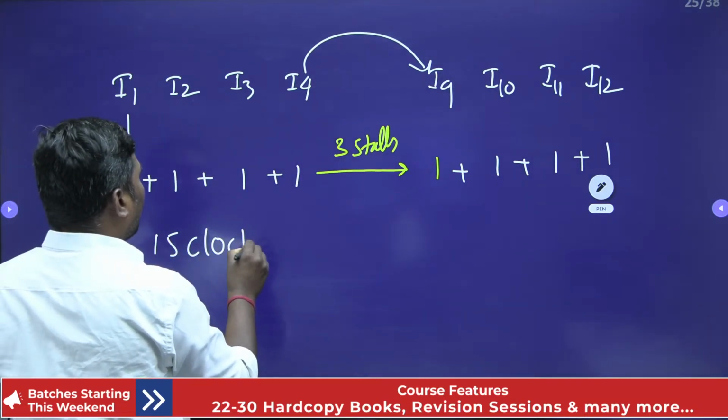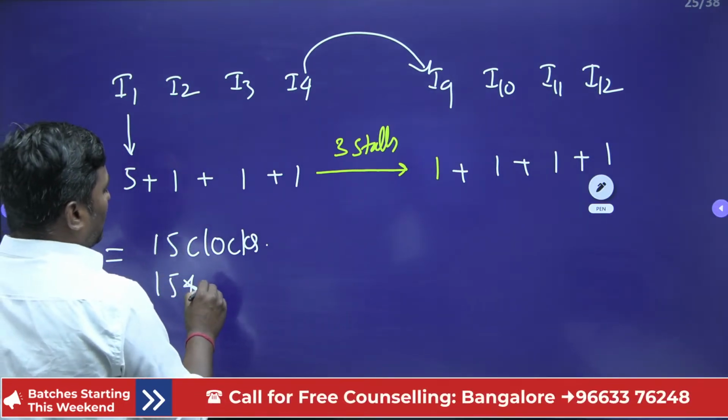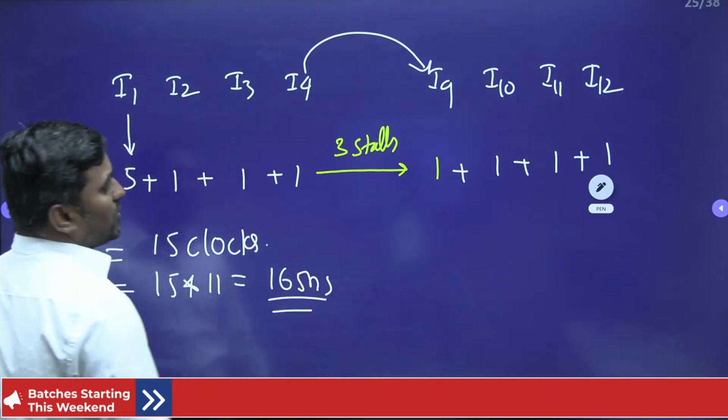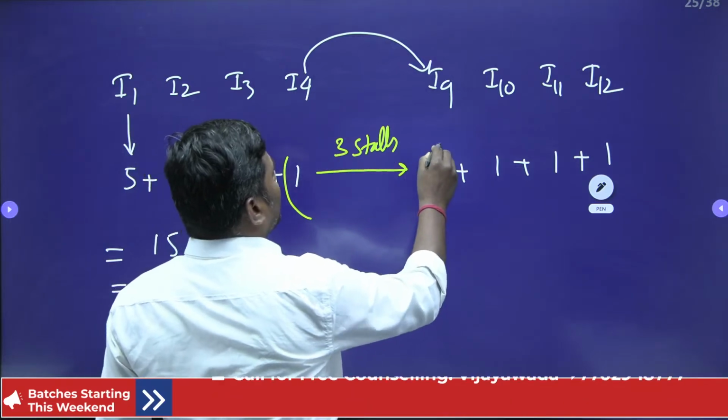You got it? Yes or no? Clock time, how to get it? The maximum stage delay, that is 10 plus 1, 11. So this gives 165 nanoseconds. This way also you can solve it. Now see here: 5, 1 plus 3, 4, 4 plus 1, 5.